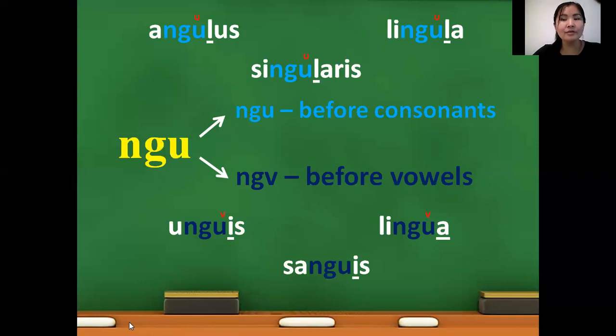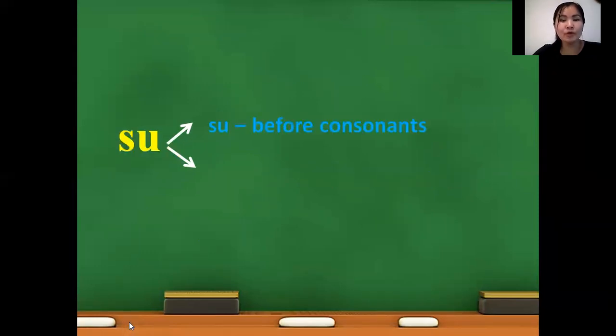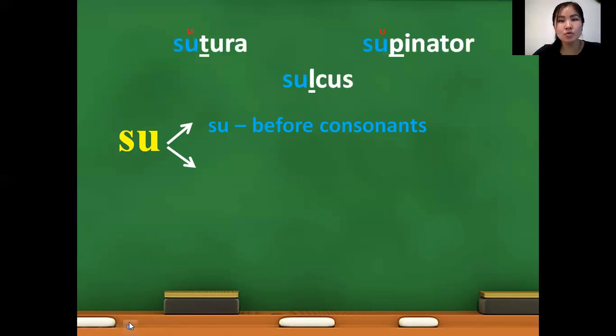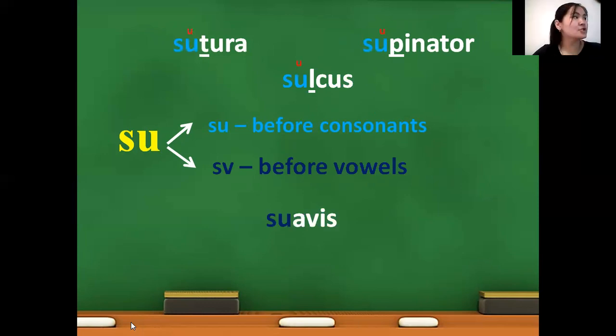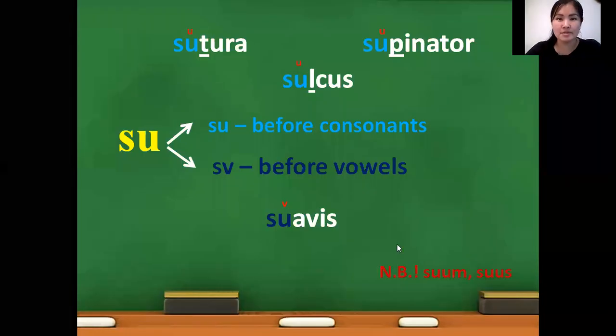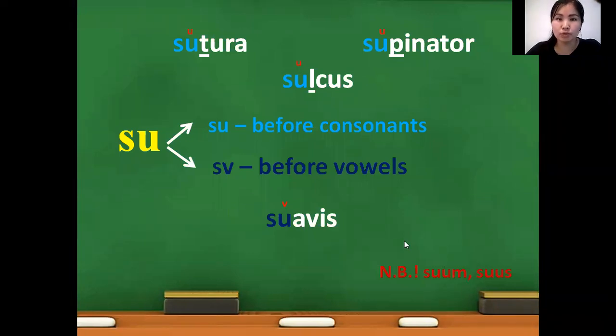Pay attention. Lingula, u producing sound u. But in the term lingua, u producing sound v. Same situation with the letter combination su. Before consonants as it is, su, like sutura, supinator, sulcus. But when it is written before vowels, we read it as sv: suavis. Pay attention, u producing sound v. But we have two exceptions, sum and sus.